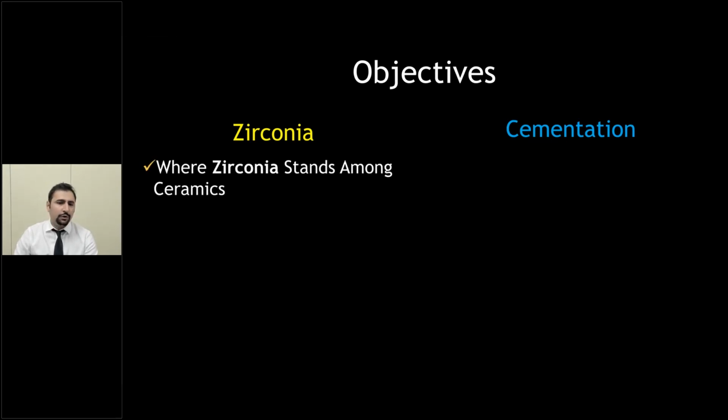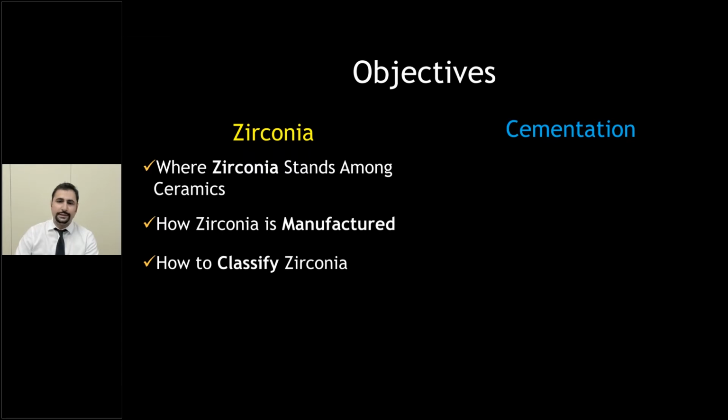So today we're going to talk about zirconia. Today's lecture, we can divide into two parts. We're going to talk about zirconia itself, and then we're going to talk about cementation of zirconia. We're going to cover these topics. First of all, we're going to see where zirconia stands among all the different ceramic materials that are available in the market right now. Also, we're going to check how zirconia is manufactured and how we can classify zirconia. Right now, there are so many classifications by many names, and we're going to see how we can clear it up and make a unified classification for zirconia.